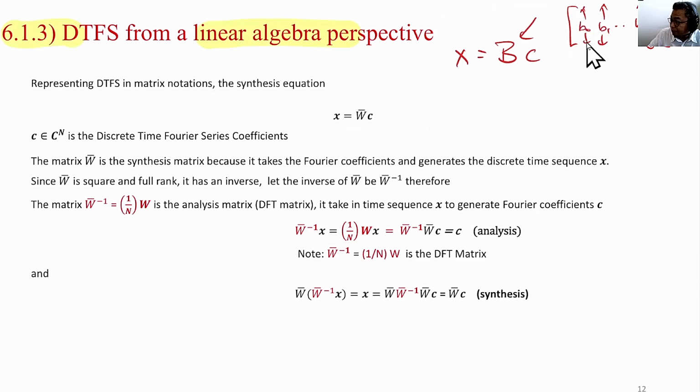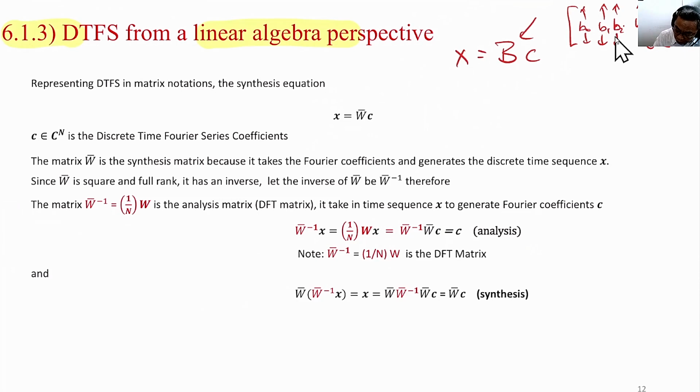B0 has a 0 harmonic, it's a DC. B1 is 1 cycle using n samples to rotate anti-clockwise in 1 cycle. B2 uses n samples to rotate anti-clockwise by 2 cycles, and so on.